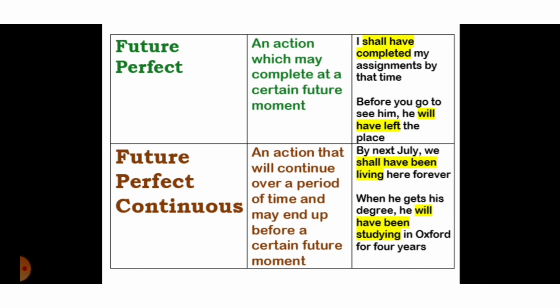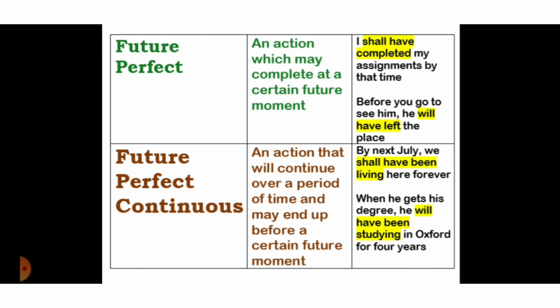Next example, before you go to see him, he will have left the place. So before you go to see him, before you reach him, he will have left the place. So this is an action which may complete at a certain point of time. When a person is going to reach him, he will already have left the place. So he will already complete the action at that particular point in the future time when the person will go to see him.